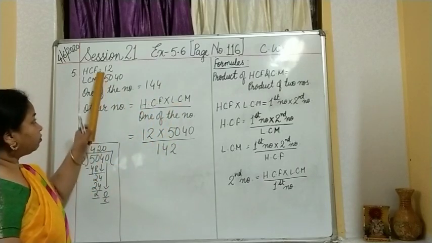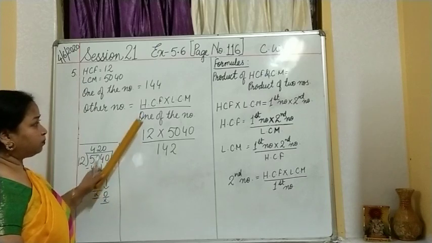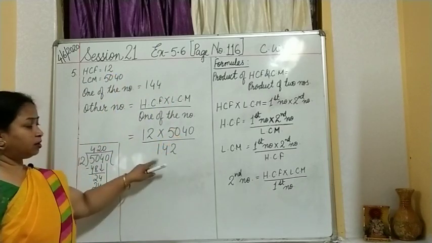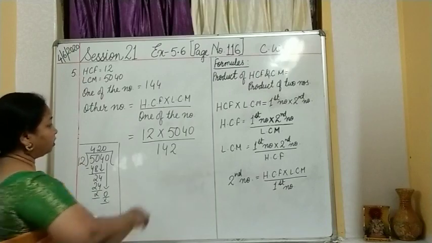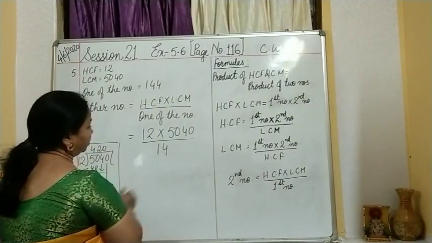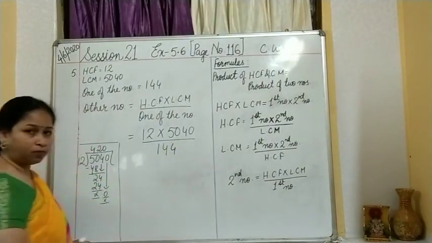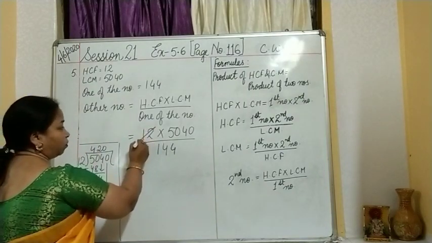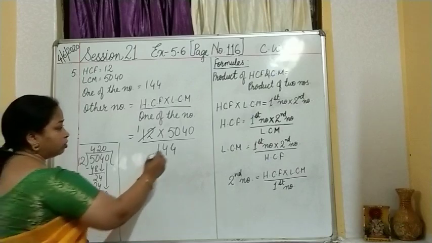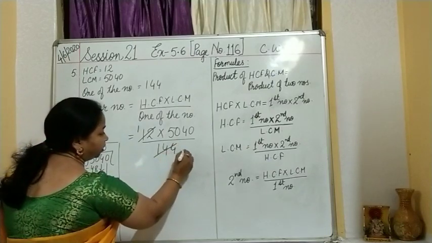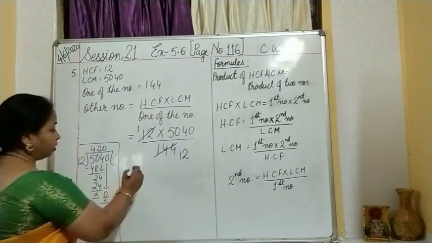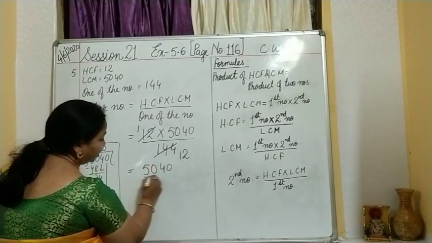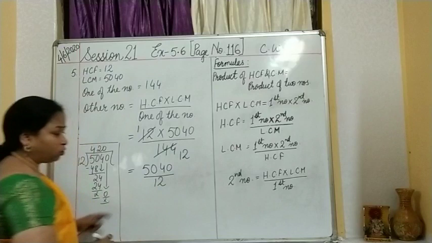Write down HCF, 12 is there, so write down 12. LCM is given as 5040, write that down. Then divide by 144. Children, we can cancel it out. 12 ones are 12, 12 twelves are 144. So you are left with 5040 upon 12. You need to divide this.